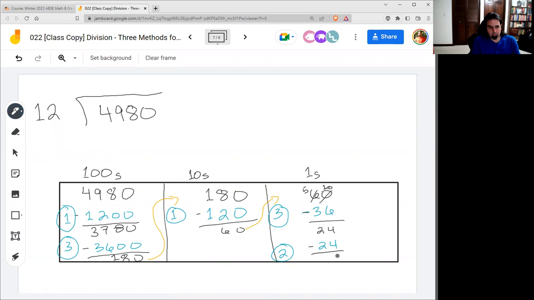So at the end, I have to add things up. I have 4 hundreds. I have 1 tens. And I have 5 ones. So 410 and 5 is 415.